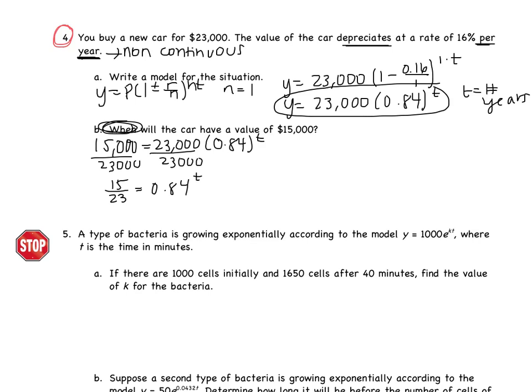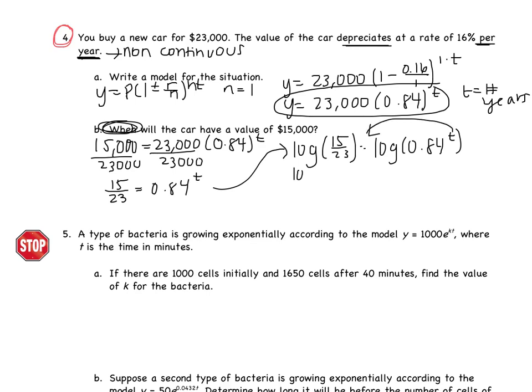Now you have two options. You can switch to log form, or you can take the log of both sides. In the first video we did about solving these type of equations, I took the log of both sides, so I'm going to stick with that method. I'm going to take the log of 15 over 23, and that's going to be the log of 0.84 to the t power. That exponent comes out in front.